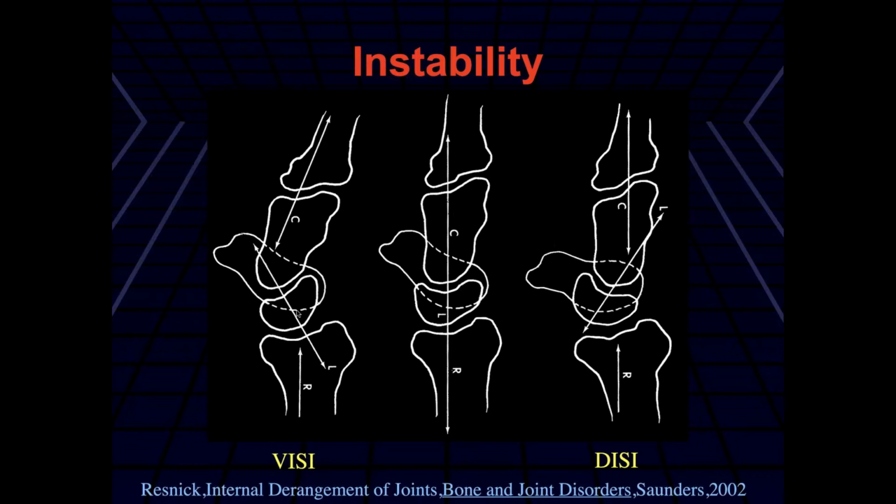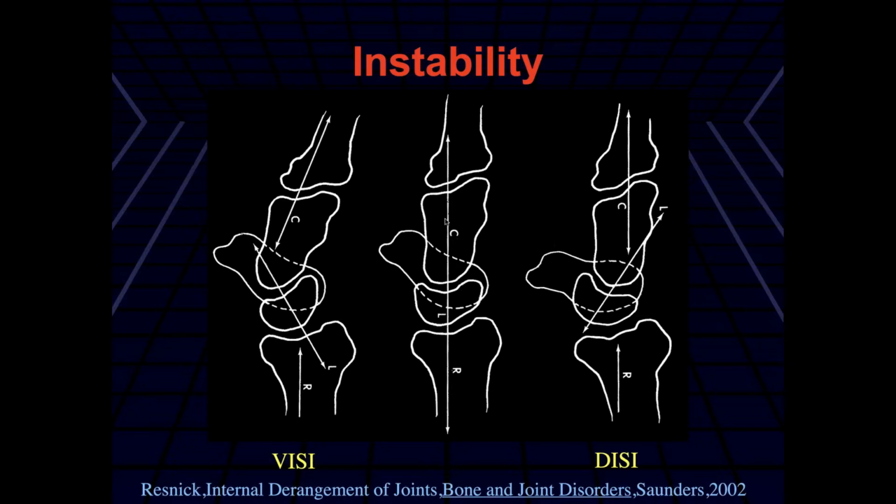So here we can see a typical VC pattern where if you draw a line, the lunate line, and compare it to the capitate line, you see that the lunate has subluxed dorsally, the capitate volarly, and this would be a VC pattern.